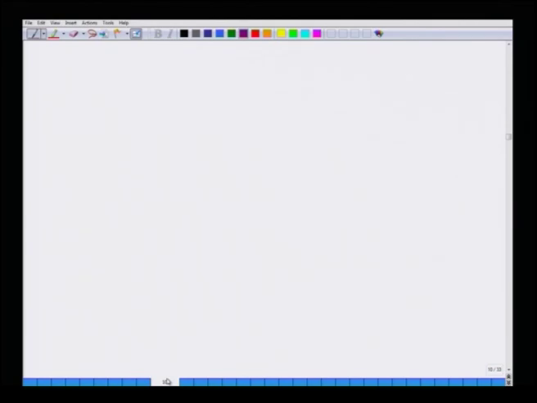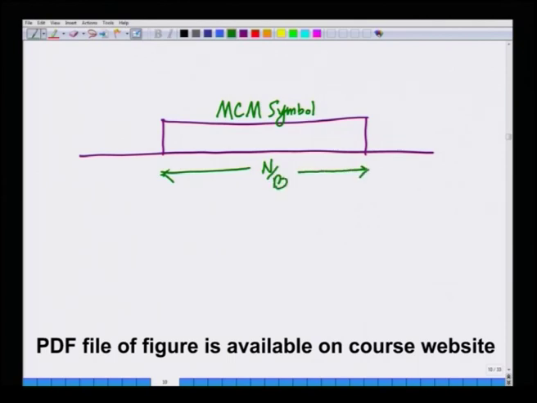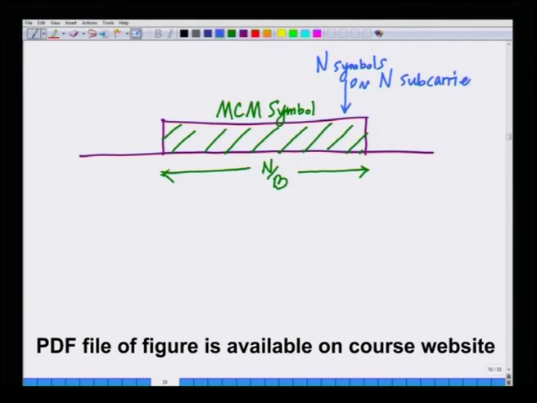In fact, let me just draw this pictorially. In a multi-carrier system, I am transmitting an MCM symbol. So, this is my multi-carrier modulated symbol. This has a symbol time n over b, and in this I am transmitting n symbols on n subcarriers. If I consider a single carrier system, then I am transmitting one information symbol at a time, but I am transmitting in time 1 by b.